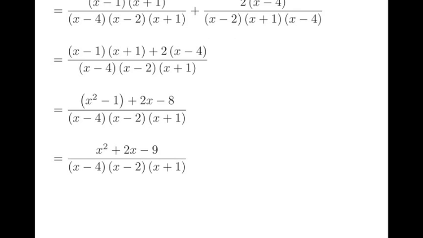As you do these problems, it's important to remember that even though they look more complicated, all we are doing is adding fractions. So, remember to find a common denominator and simplify fully.